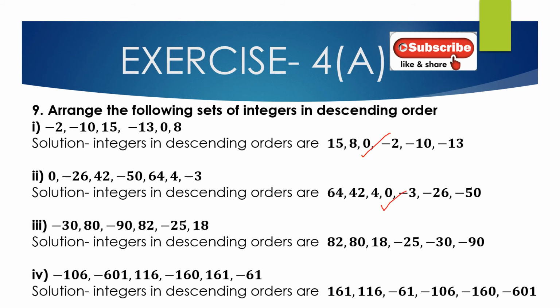Third bit, minus 30, 80, minus 90, 82, minus 25, 18. Integers in descending order are, first is 82. Positive integers are always greater than negative integers. So 82, then 80, then 18, then minus 25, minus 30, then minus 90.